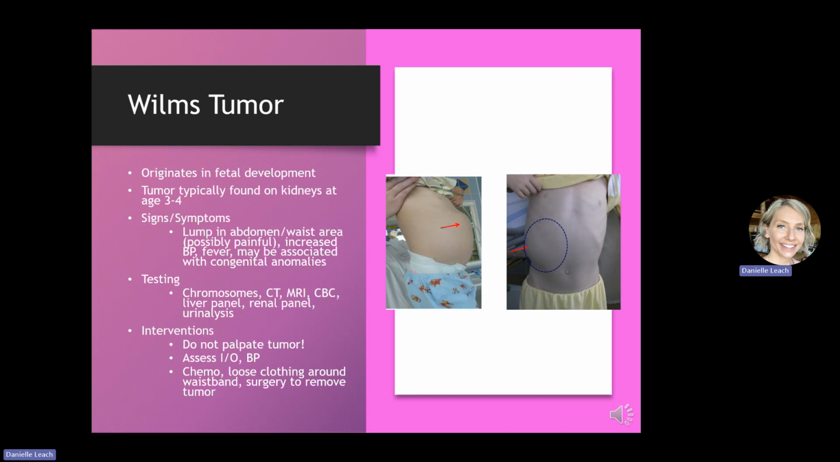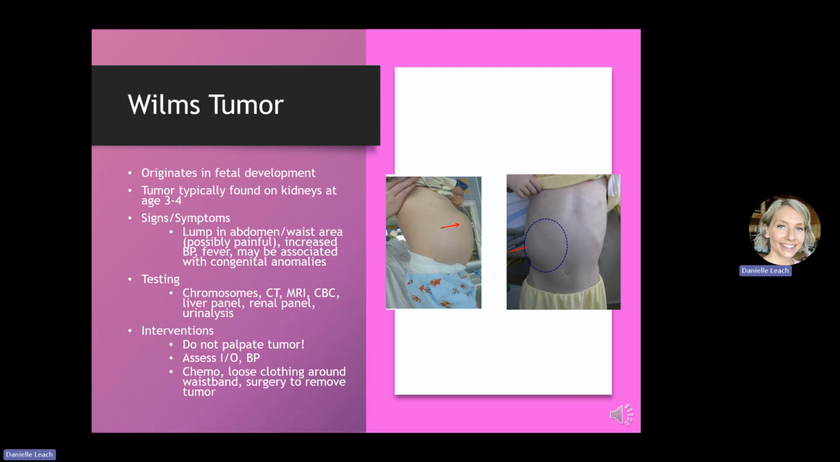So, because of that, chromosomes could be ordered, also scans to visualize the tumor itself, other things like a CBC, a liver panel, renal function panel, and urinalysis, since it is on the kidneys. Intervention wise, this one's a little bit different because one of the main interventions is basically do not touch the tumor. So while we always tell you to palpate for masses, this one we actually don't want to palpate it because palpating the tumor site can cause metastasis, which we obviously do not want.